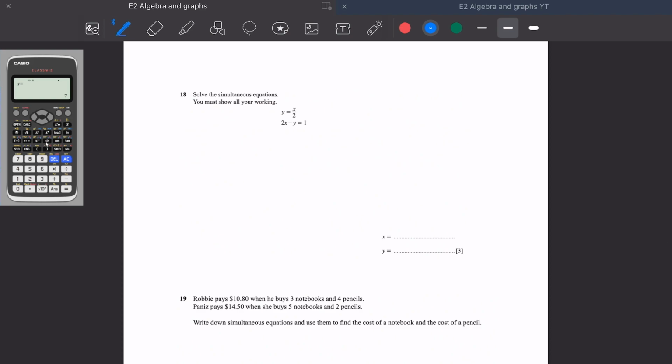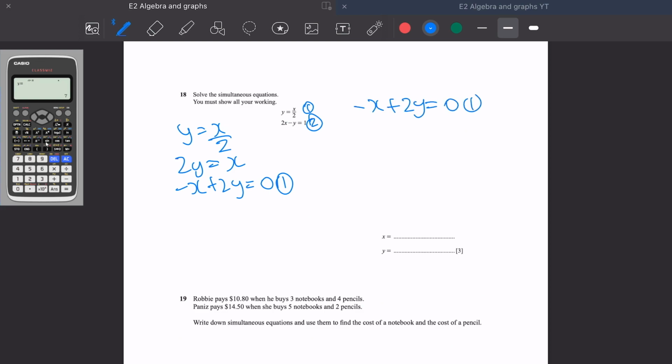Next question is solve the simultaneous equations. You must show your working. You have y is equal to x by 2 and 2x minus y is equal to 1. Let's rewrite the first one. y is equal to x by 2. You get 2y is equal to x. Then negative x plus 2y is equal to 0. So the two equations are minus x plus 2y is equal to 0, and the second one is 2x minus y is equal to 1.